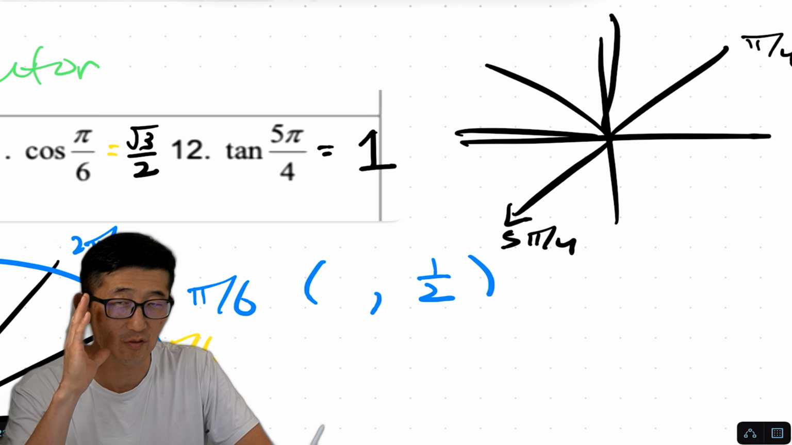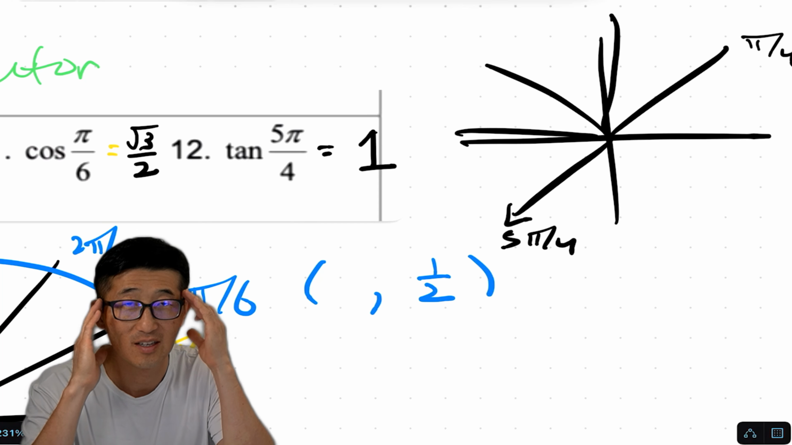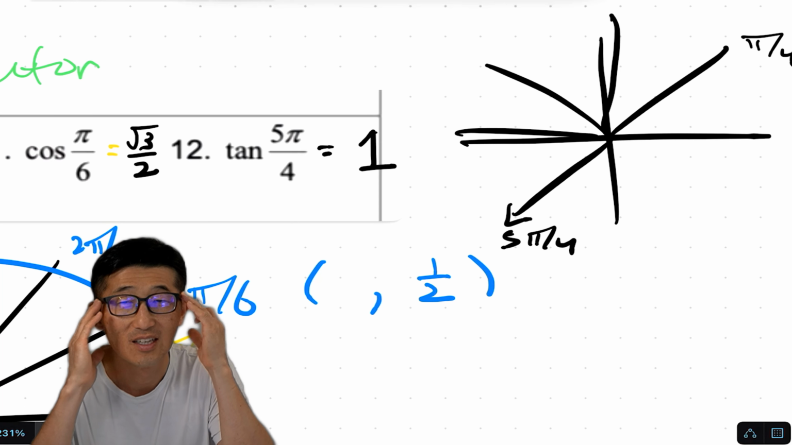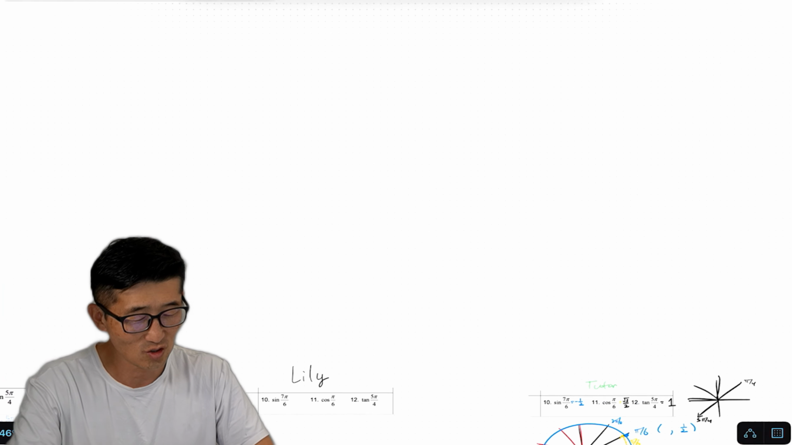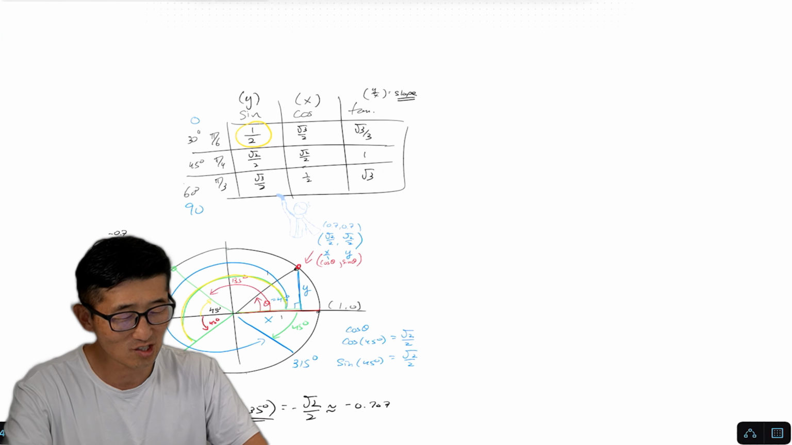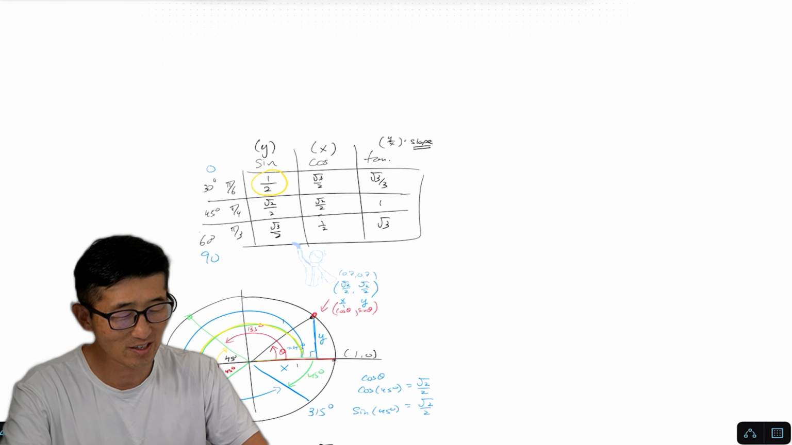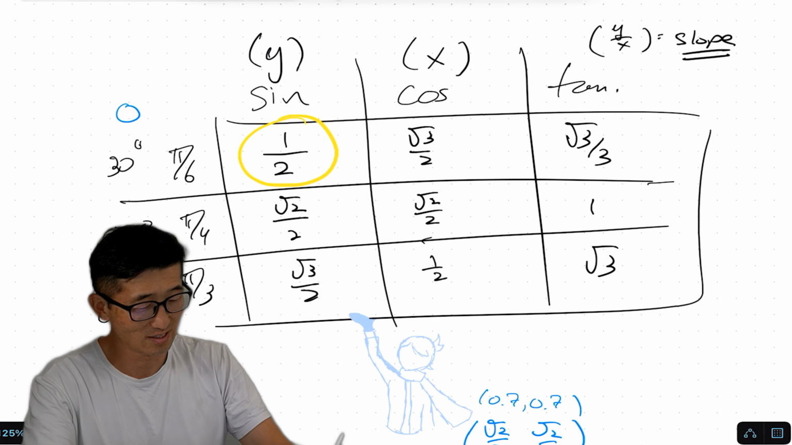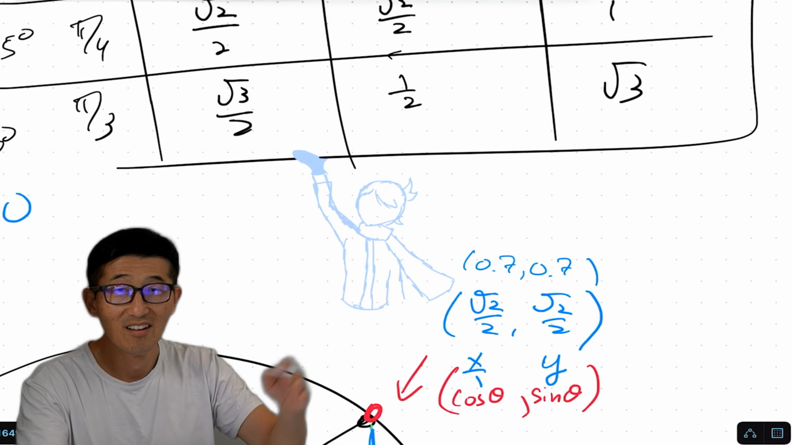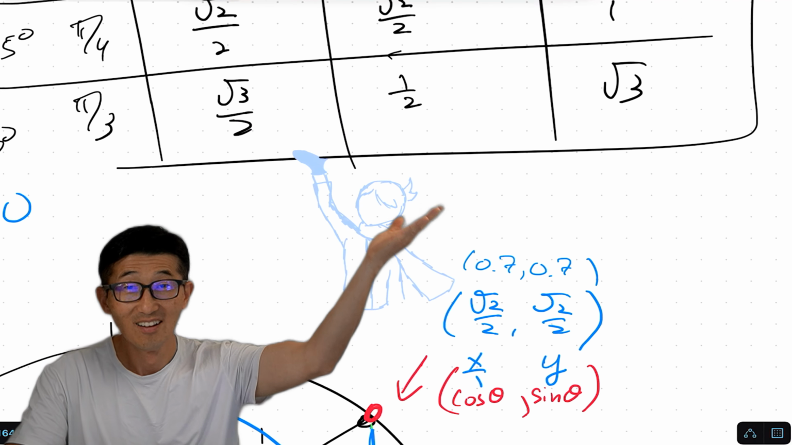You guys, man, you have to see the chart. Rad 3 over 3? Yeah, which is 1. You have to see the chart in your brain. Yes, rad 3 over 3. Do not see the chart in your brain. This chart right here. Tangent of pi over 4 is what? 1. It's 1.